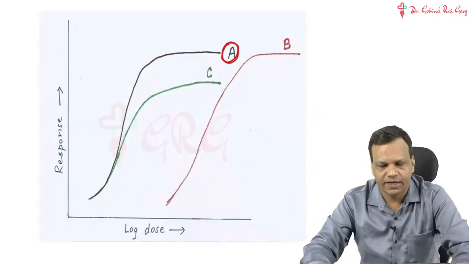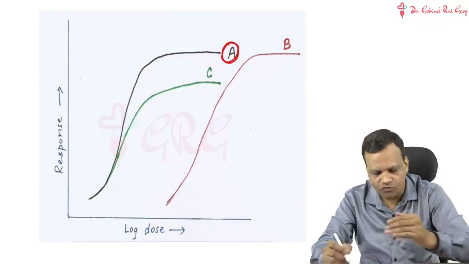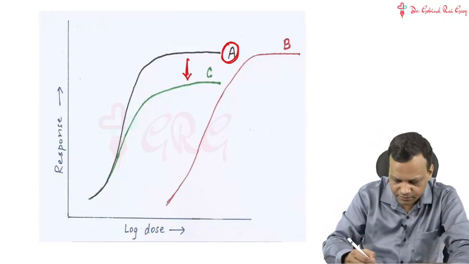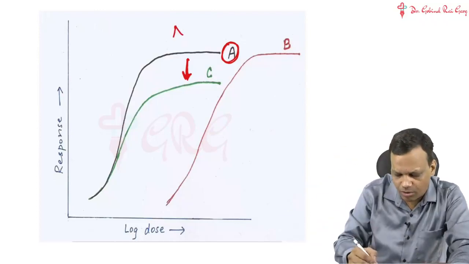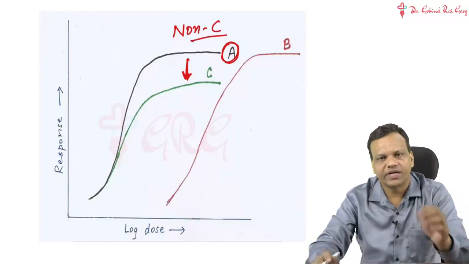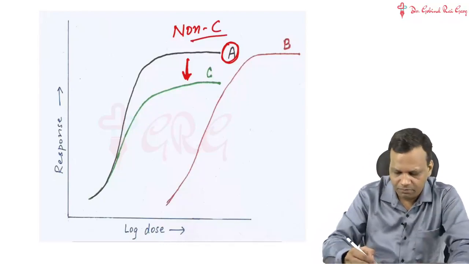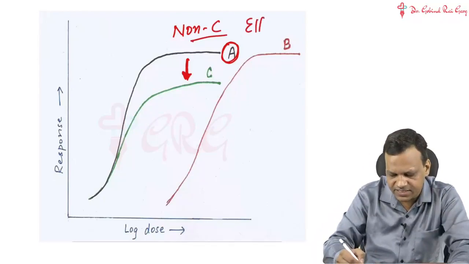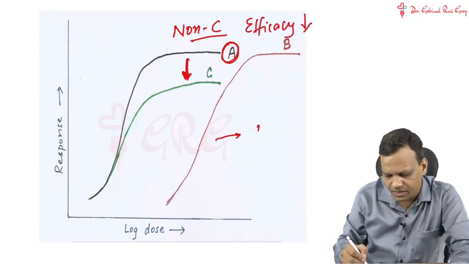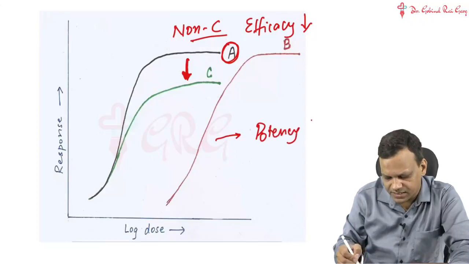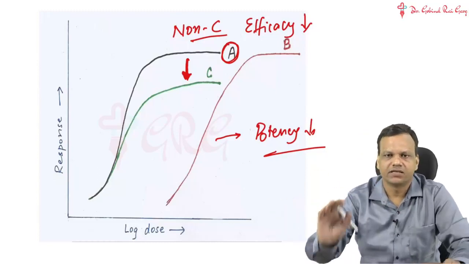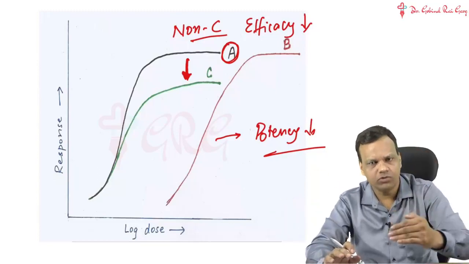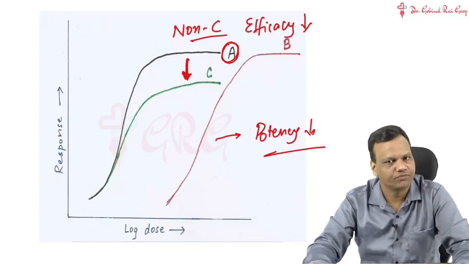Clear? On the other hand, if the graph shifts downward, not on the right side, the graph shifts downwards, this is a non-competitive inhibitor. In a non-competitive inhibitor, potency remains the same, but efficacy decreases. So in a non-competitive inhibitor efficacy decreases, whereas in a competitive inhibitor potency decreases. So if the graph shifts parallel towards the right, it is a competitive inhibitor. If the graph shifts down, it is a non-competitive inhibitor. Clear?